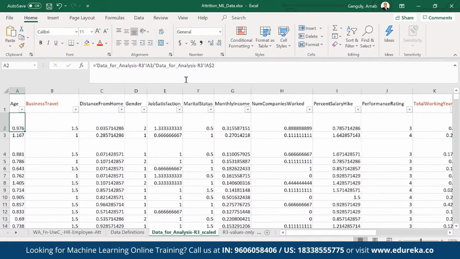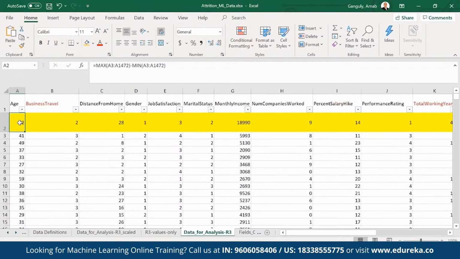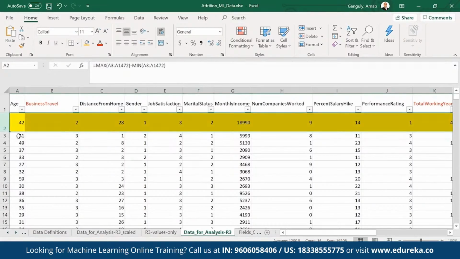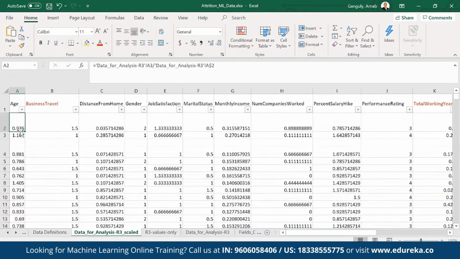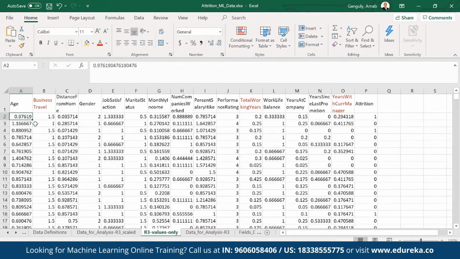So for example, here we have gone for data for analysis. If you look at this formula, this is the max minus the min, this is the range. So by dividing by the range, we have normalized. So somebody who was 41 years old, in the scaled data, this will look like 41 by 42, 0.96 something, 0.976. That is the first person. 41 divided by 42. Similarly, if the person were more than 42, it would be 1.1 something. So it is all scaled. All of the data gets scaled. So after scaling, because this is a formula, we have then copied and pasted it here as only values.